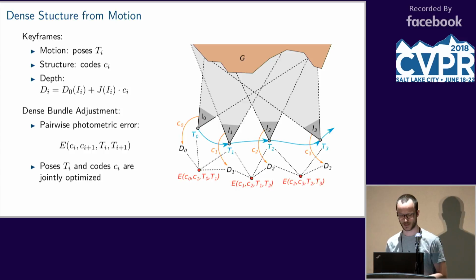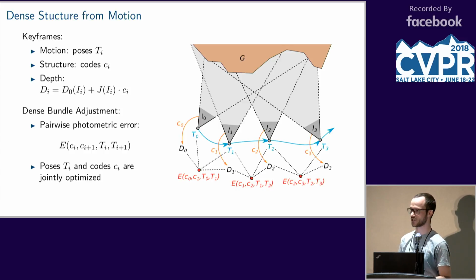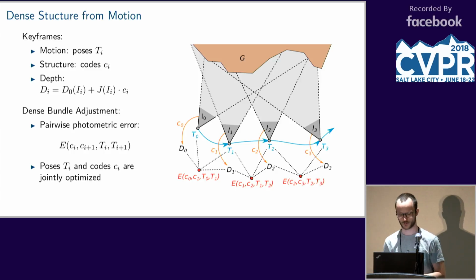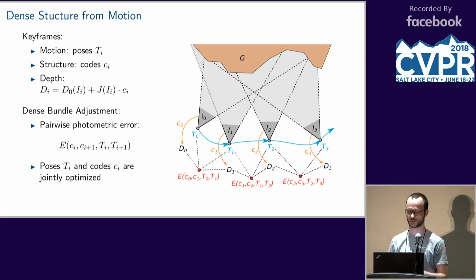And then in the second step, we are going to do dense bundle adjustment or photometric bundle adjustment. What this does is basically pair up keyframes, and then it warps the image from one keyframe into the other keyframe by using the depth, which is a function of the code, as well as the relative pose. And then if we have that warped image, we subtract the image and formulate the photometric error. And this photometric error is just a function of code and poses at the end.